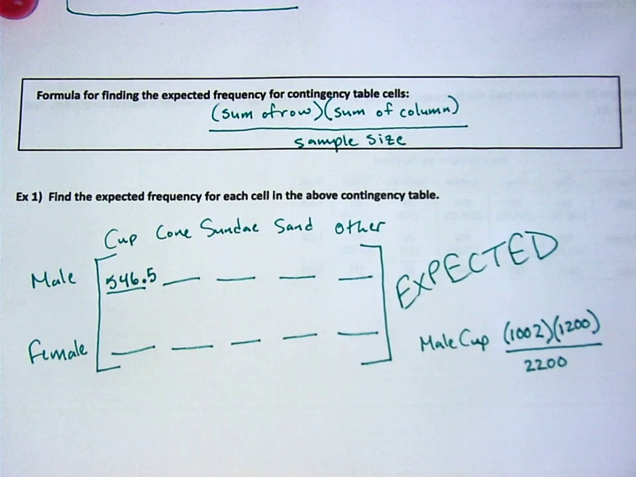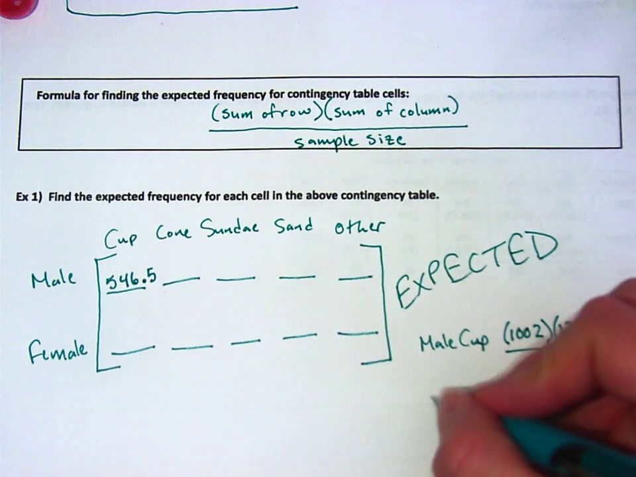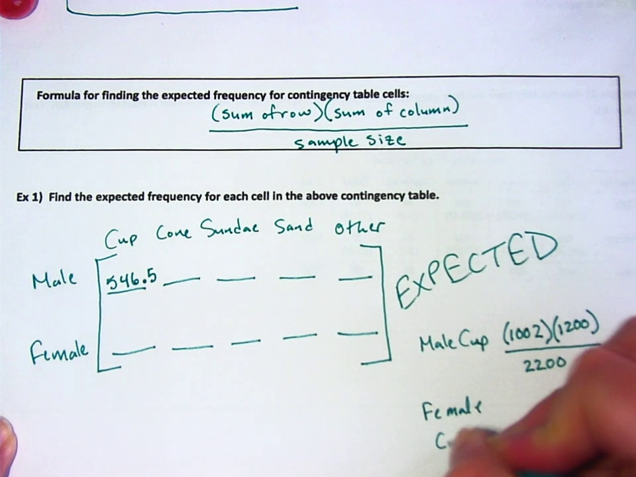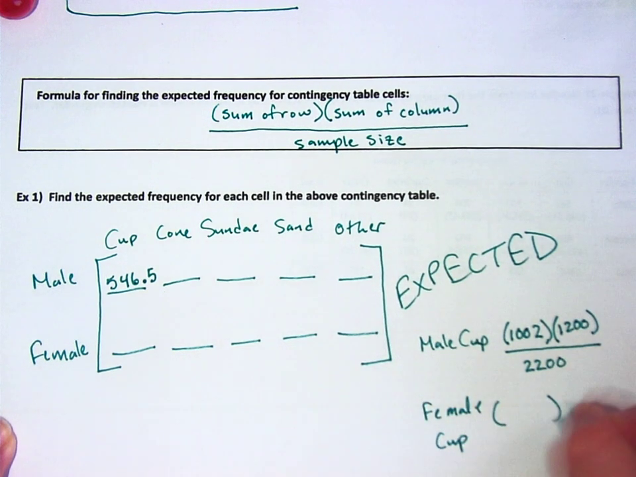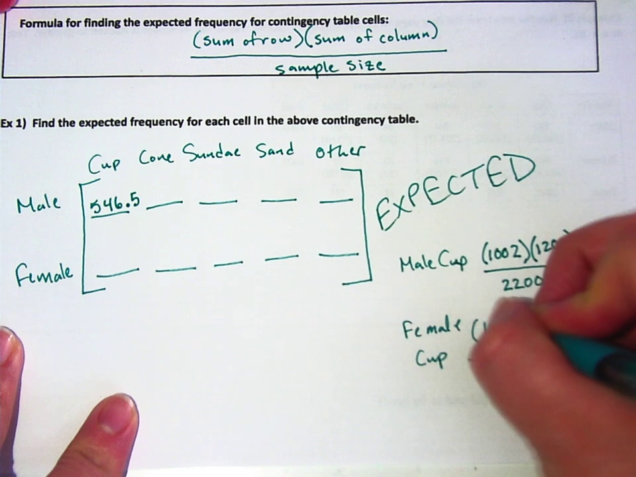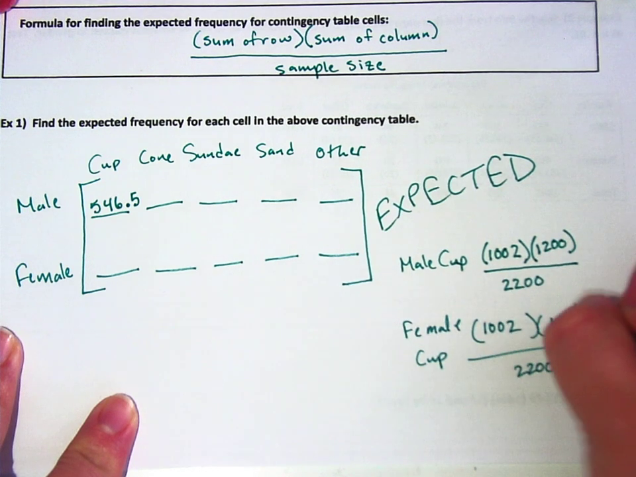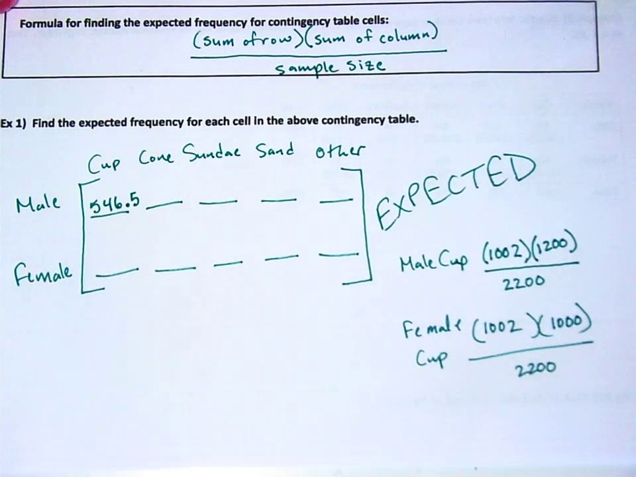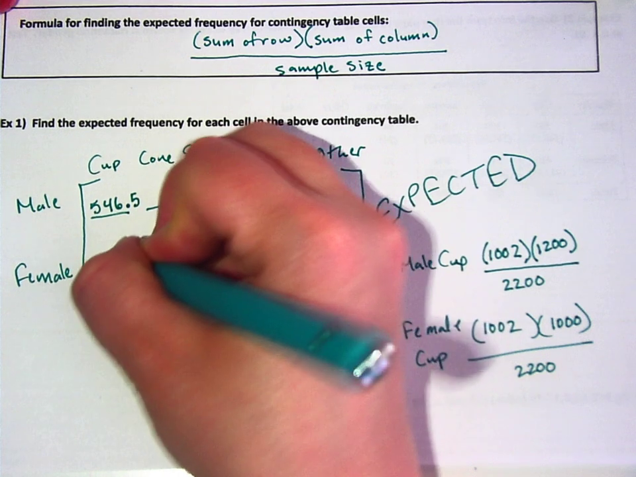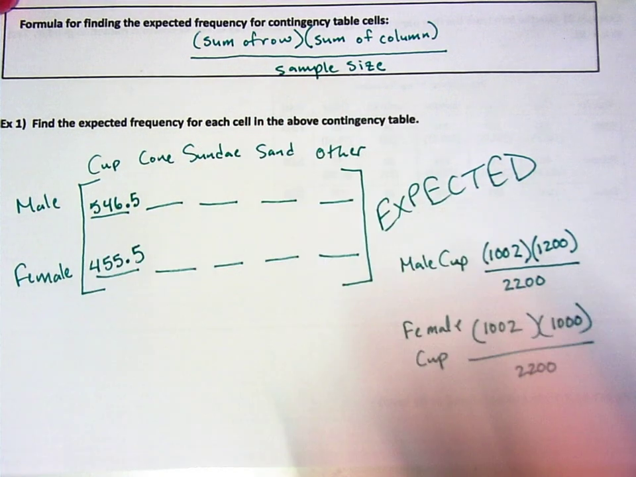Everybody understand where that came from? Let's do one more together. We're going to do this time the female cup. What should I multiply? Female cup, that'd be 1,002 times 1,000 divided by 2,200. $455.5.